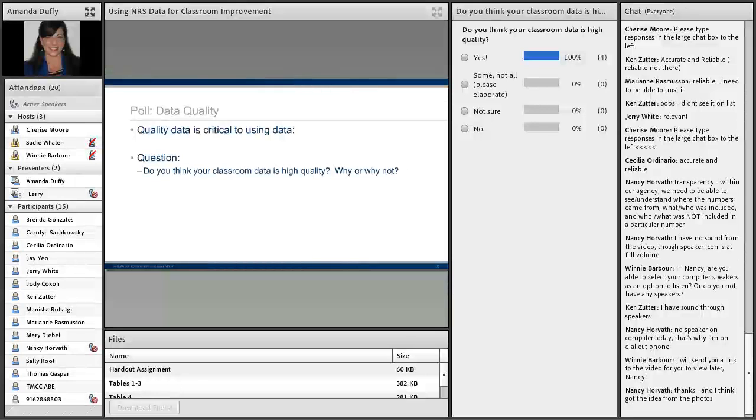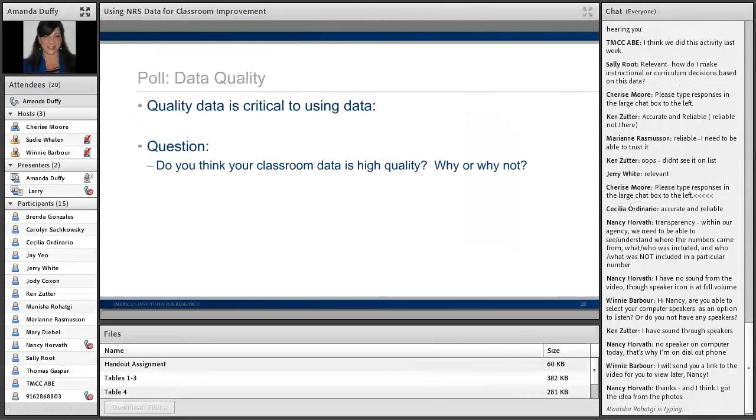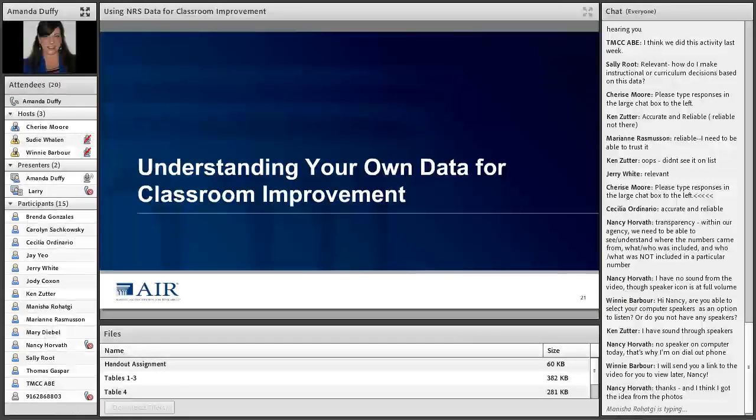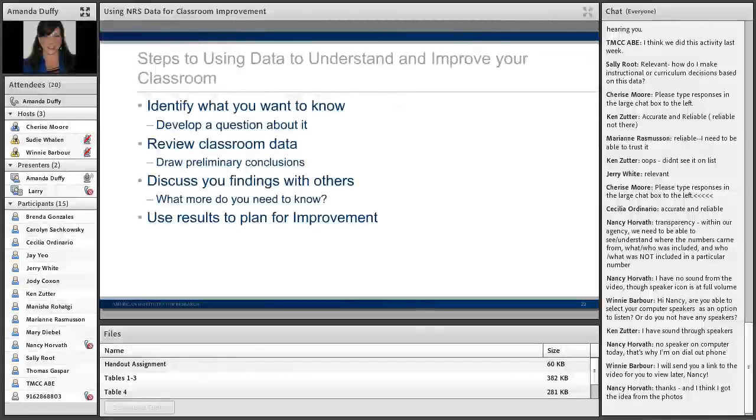Lots of yeses. Okay, great. Looks like everyone is comfortable with the quality of data. Oh, some but not all. Great. Thanks for sharing. I'm going to go ahead and end the poll and talk more about understanding your own data for classroom improvement. And I see a few folks are typing in the chat, and please continue to do so.